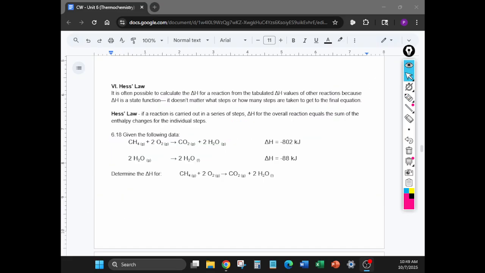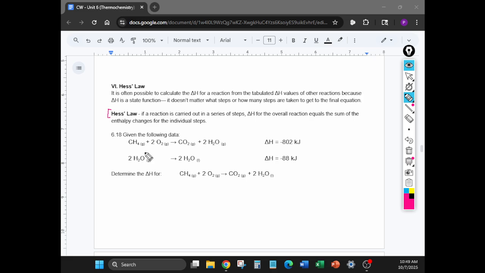Okay, so we are going to move on to something called Hess's law now. I want you guys to write down the term Hess's law. And Hess's law is very simple. Hess's law basically tells us if a reaction takes place in multiple steps.